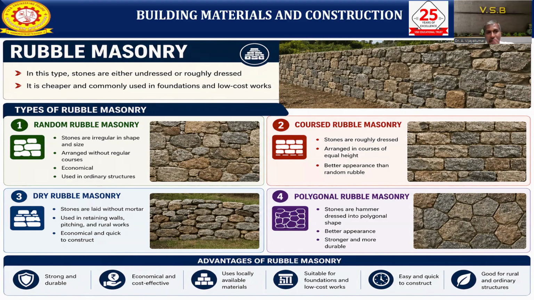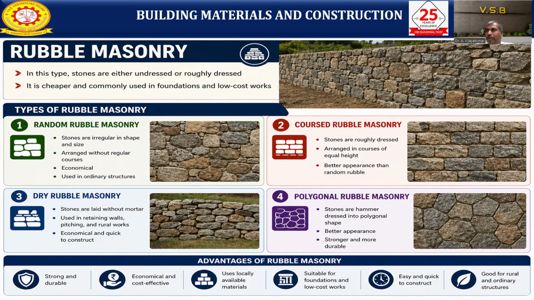Again, rubble masonry is classified into four types. One is random rubble. The stones are irregular, and we can keep them wherever we want, in any shape as well as size. If you see the images, the size will be different and the shape will be different. You are not able to arrange them properly, and they are not in regular courses. But it can be economical.